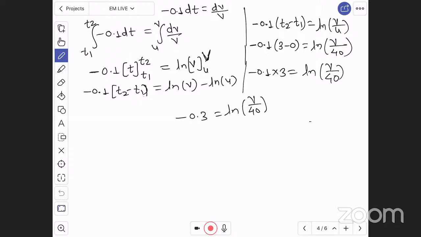Now, how to remove ln? If I want to remove ln, then the exponential function will come. Therefore, e to the power minus 0.3 is equal to v by 40. This is how the logarithmic function is removed. Therefore, we can say velocity is equal to 40 e to the power minus 0.3.